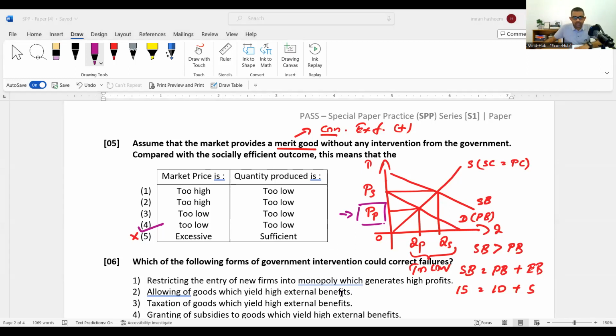Number 3. Let's see. There's a problem with the question. The same answer has repeated, no? Number 3 is also too low, and number 4 is also too low. Right. Okay. It's a typographic error, nothing else. Because of the typo in the question, anyone who has marked answer 3 also will get the marks. Both are correct. But you should have marked an answer, otherwise you don't get the marks. That's a typo. Right?